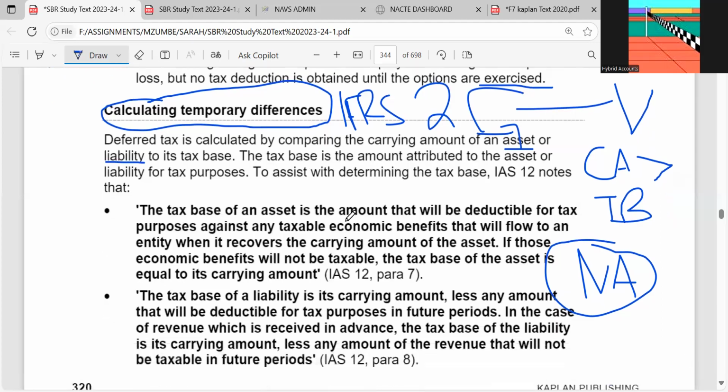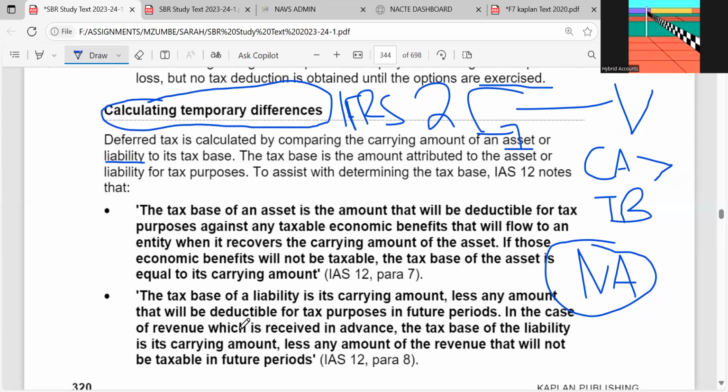The tax base of an asset now is an amount. I've told you it's just the carrying amount for tax purpose. So it's an amount that will be deductible for tax purpose against any taxable economic benefit that will flow to an entity when it recovers the carrying amount of the asset. And so if those economic benefits will not be taxable, the tax base of the asset is equal to its carrying what? Its carrying amount. But also you can know the tax base of a liability, right? It is its carrying amount less any amount that will be deducted for tax purpose in future periods.